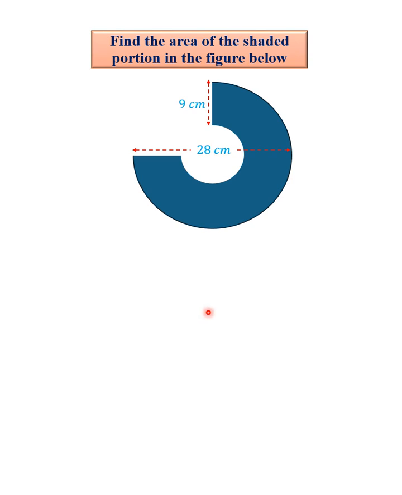We always come up with interesting questions, and here is another one. Our target in this question is just to find the area of the shaded portion in this figure below. Now, looking at this figure, you will find a big circle that is not completely formed and a small circle that is not completely formed.